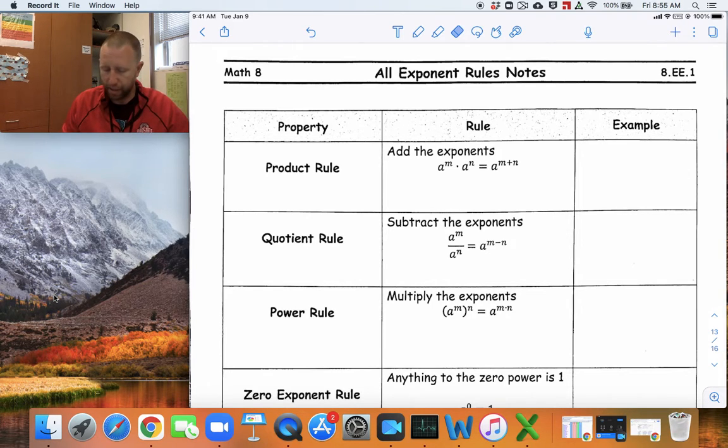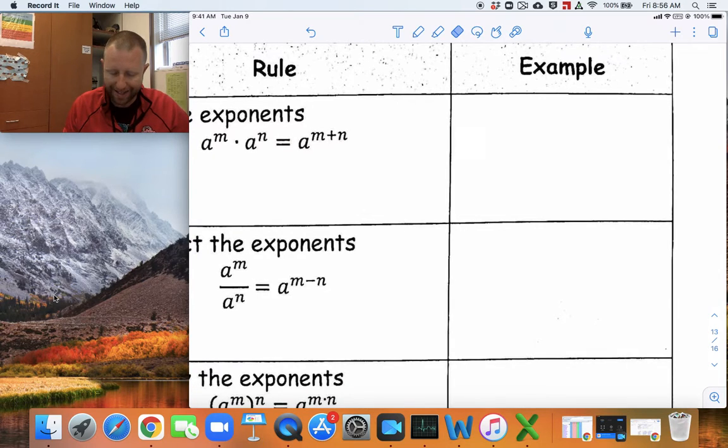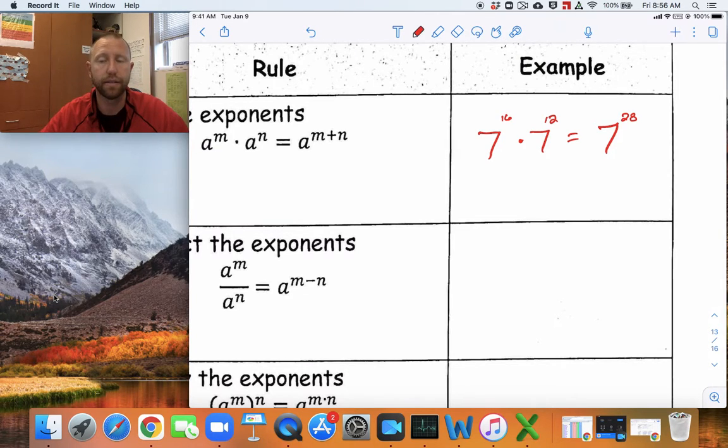So a good example of that, no one likes to use 7, so I'm going to use 7. If I had 7 raised to the power of 16, and I'm multiplying that by 7 raised to the power of 12, I don't have to expand all those out. I just use the rule, right? 16 plus 12 is 28. So my answer is 7 to the power of 28.